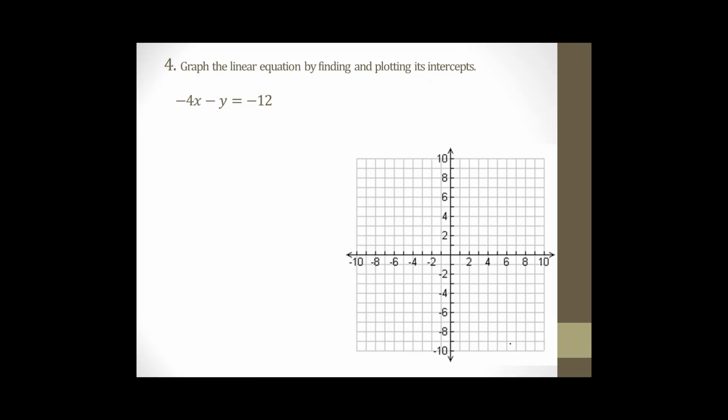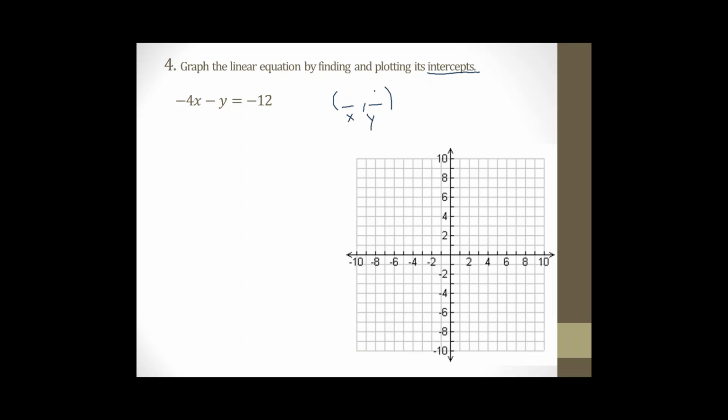Okay, this one is number 4, and it says graph the linear equation by finding and plotting its intercepts. If you are given a linear equation and you are asked for the intercepts, you basically plug in zeros, because the x-intercept would be, if this is the point on the coordinate system, this is your x value, this is your y value.